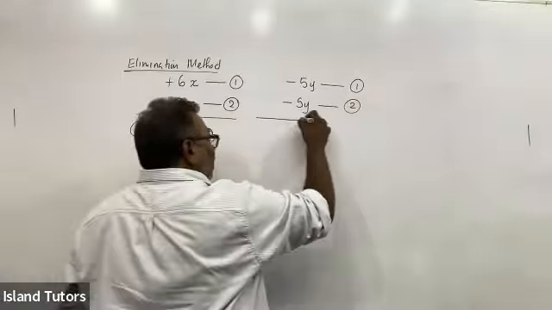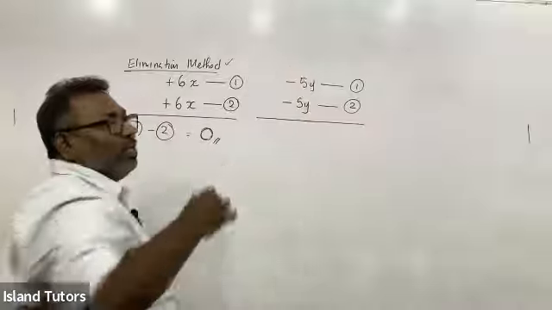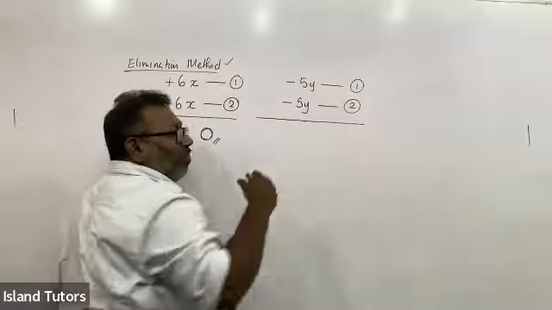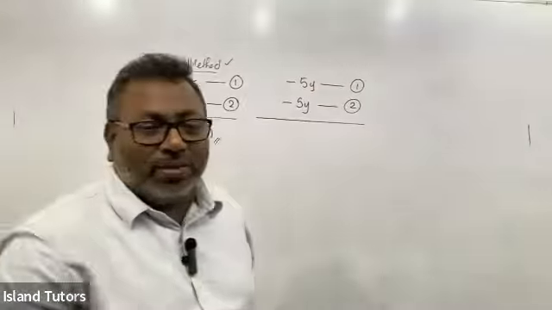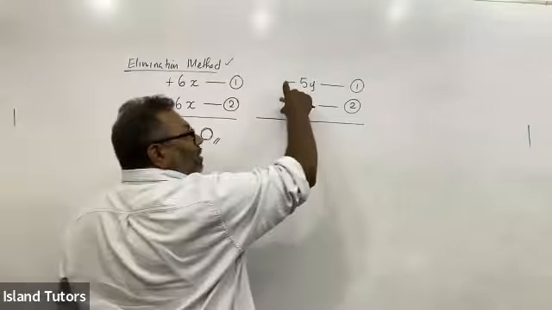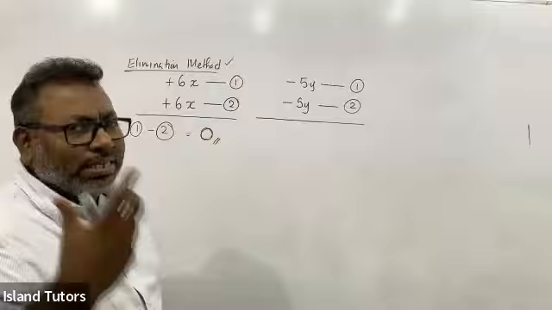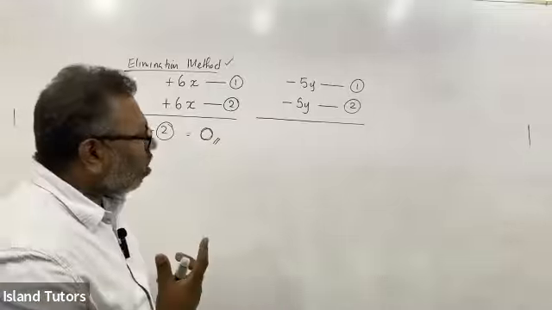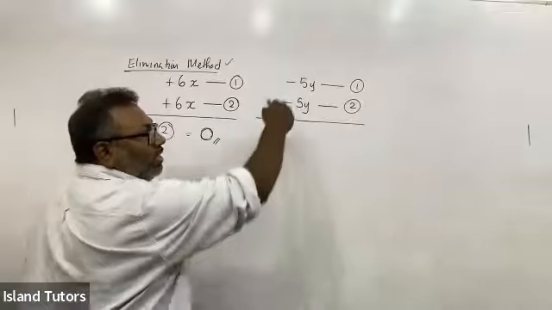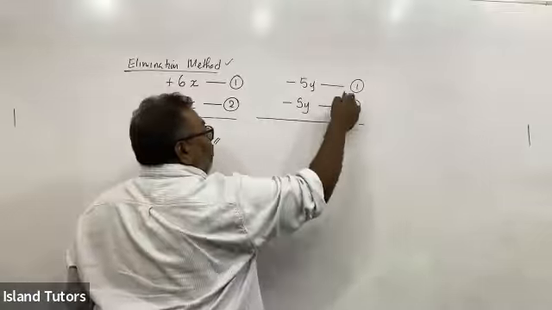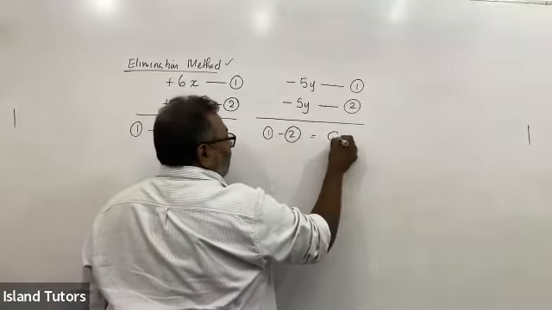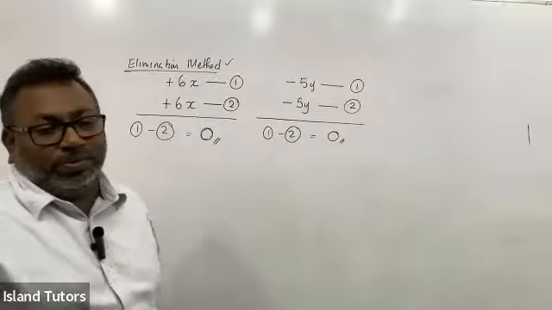Again, in order to do the elimination method, what do we do? We look at the coefficients again. Are the coefficients the same? That's the first thing we do, is to check that. If the coefficients are the same, then you check whether the signs are the same. If the sign is also the same, again you follow the same rule. What is that? You subtract the two equations. 1 minus 2, and you're getting 0.